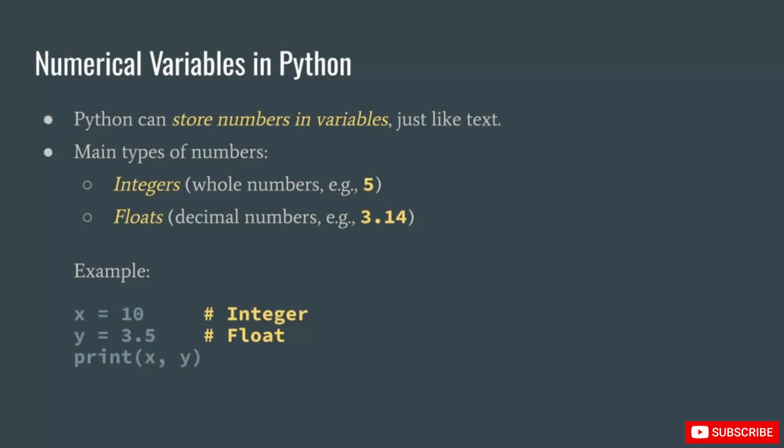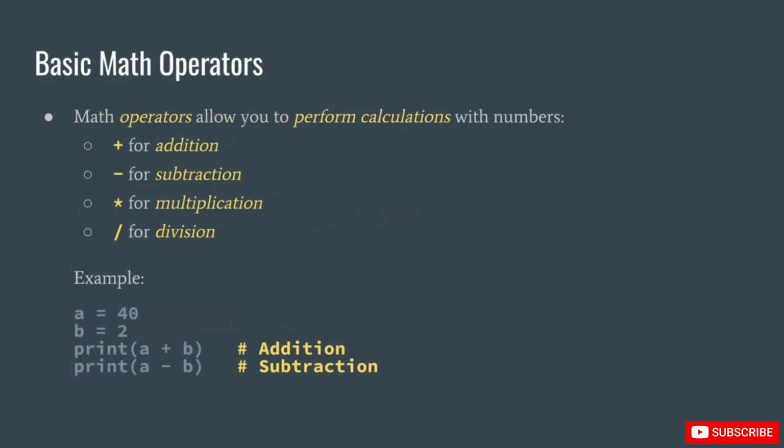Just like text, Python can store numbers in variables, allowing you to work with numerical data easily. The main types of numbers you'll encounter are integers, which are whole numbers, and floats, which represent decimal numbers. Python has math operators to work with numerical variables. For addition, you simply use the plus symbol, and for subtraction, you use the minus symbol. When you want to multiply, you can use the asterisk, and for division, you can use the slash.